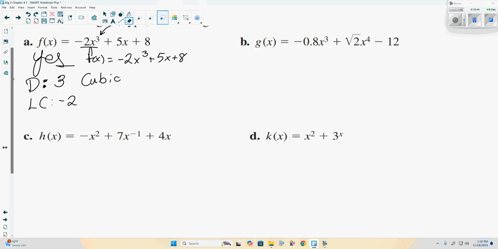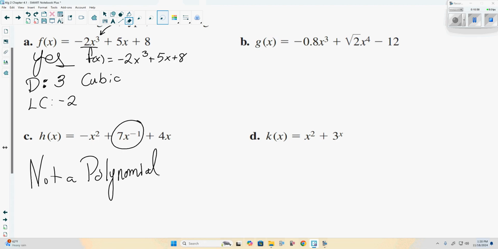No, because x to the -1, we have a negative exponent, so this is not a polynomial. And since it's not a polynomial, we're not going to put it in standard form. State the degree, type, and leading coefficient.